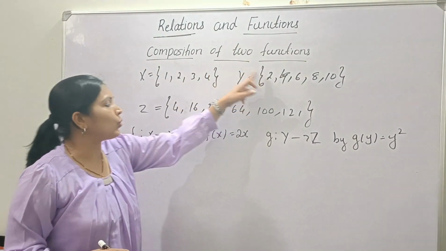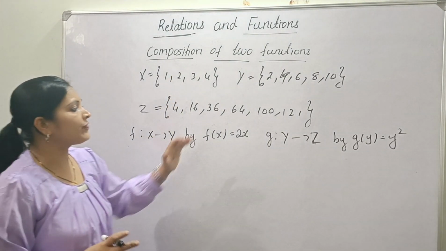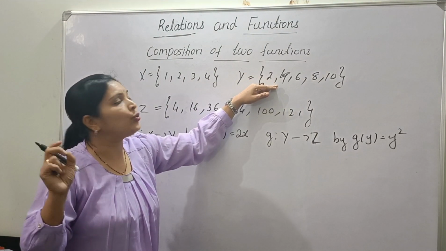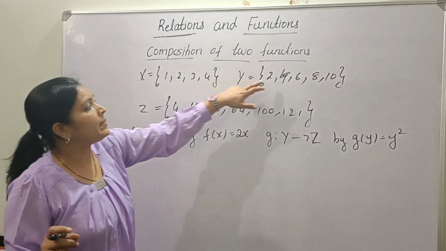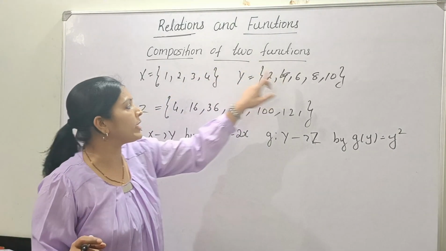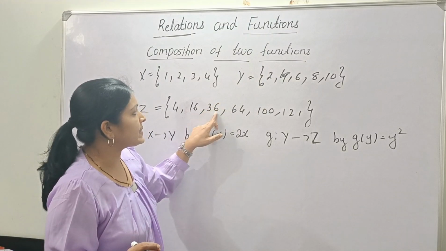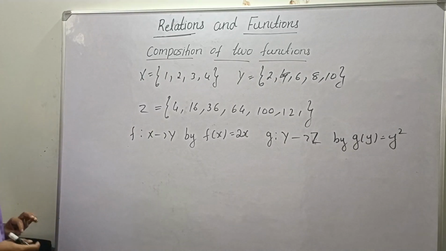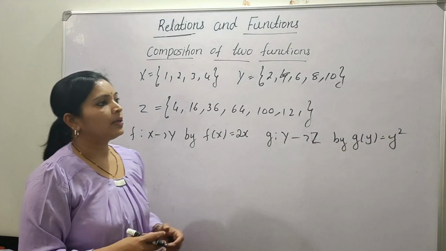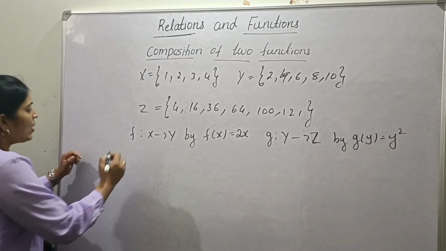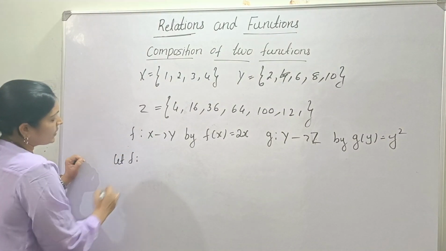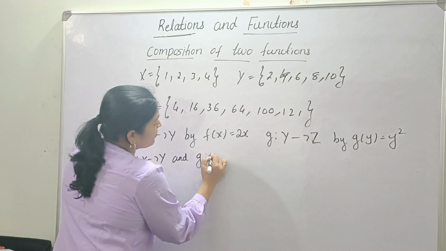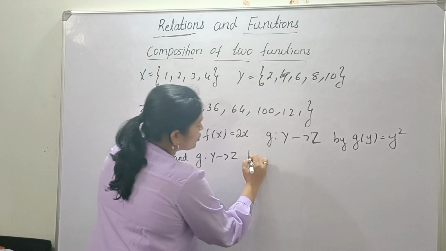Similarly, here image of 2 is 4. We have defined the function g from Y to Z, that is, elements of Y are assigned uniquely to the elements of Z. That is, image of 2 is 4, image of 4 is 16, image of 6 is 36, image of 8 is 64, image of 10 is 100. Okay, so now let us define composition of two functions. For that, let f from X to Y and g from Y to Z be two functions.